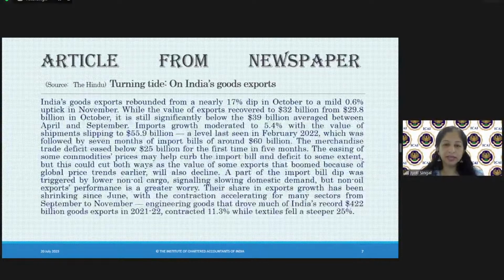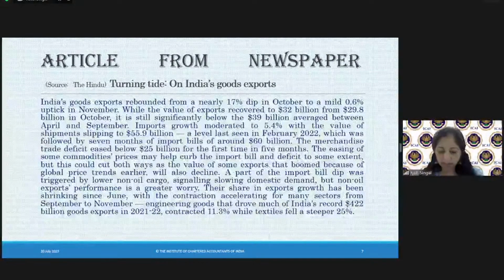Okay, finally, this is the third article, which is a newspaper article. It is about the Indian goods export. So this is something related to the economy. You can please read this also. Have a look. Read the article, get a fair idea how exactly these articles are written.